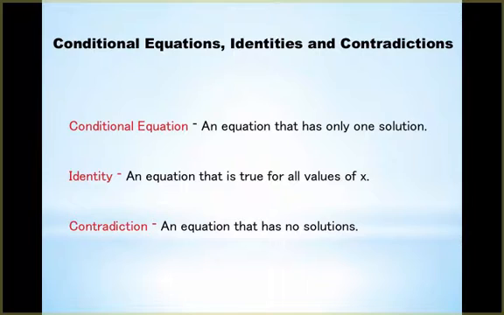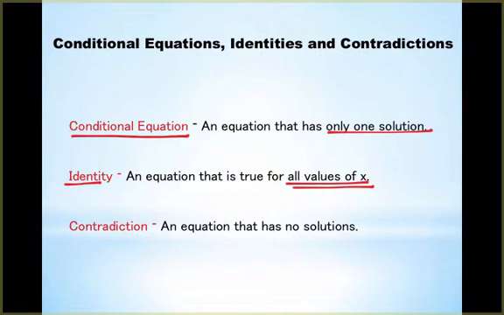Now we're going to look at a few problems that involve what we call conditional equations, identities, and contradictions. A conditional equation is an equation that has only one solution. Up to this point, every equation we've looked at has been a conditional equation. An identity is an equation that is true for all values of x, so it has an infinite number of solutions. Any value that you pick for x will make that equation true. And then a contradiction is an equation that has no solutions. In other words, there's no value that would make that be a true equation.